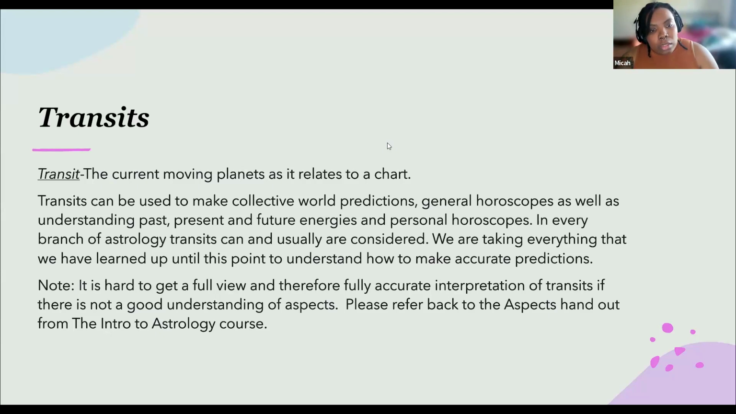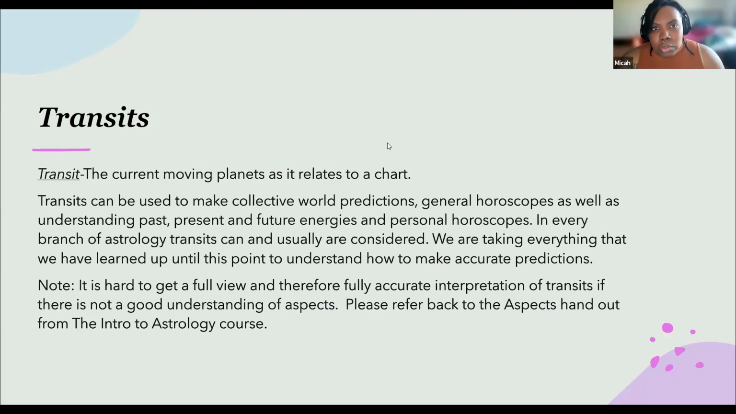Okay, so transits can be used to make collective world predictions, general horoscopes, as well as understanding the past, present, and future energies, and personal horoscopes. In every branch of astrology, transits can and usually are considered. We're taking everything that we've learned up until this point to understand how to make accurate predictions. Note, it is hard to get a fully accurate interpretation of transits if there is not a good understanding of aspects. Please refer back to the aspects handout from the Intro to Astrology course.